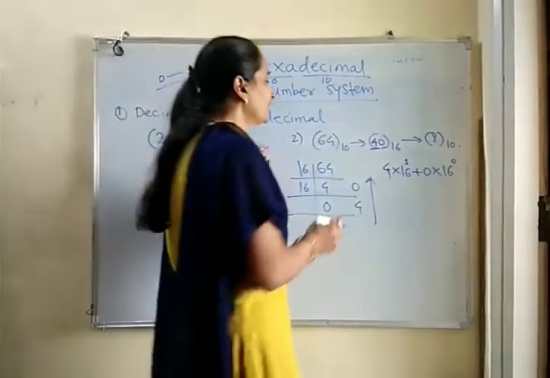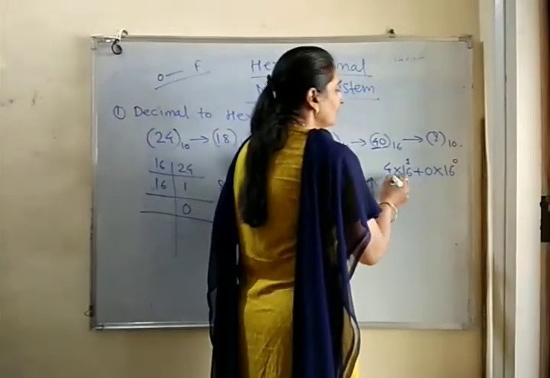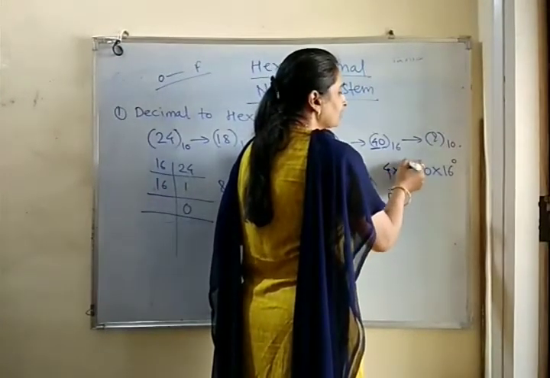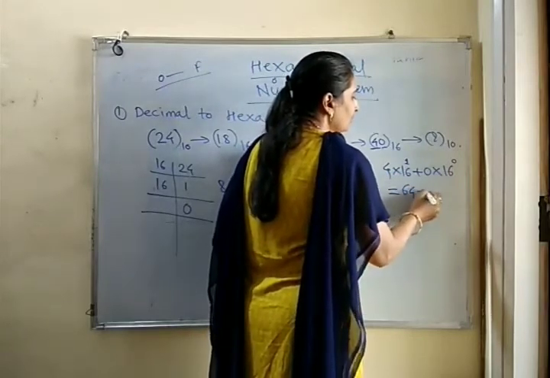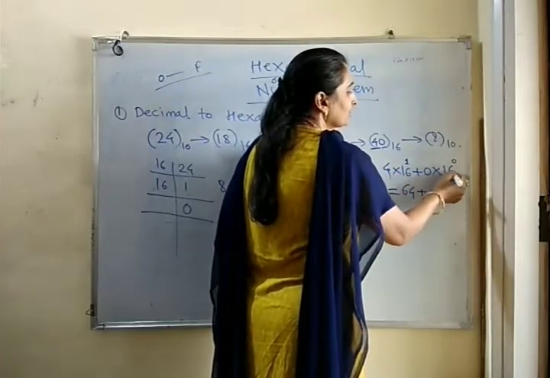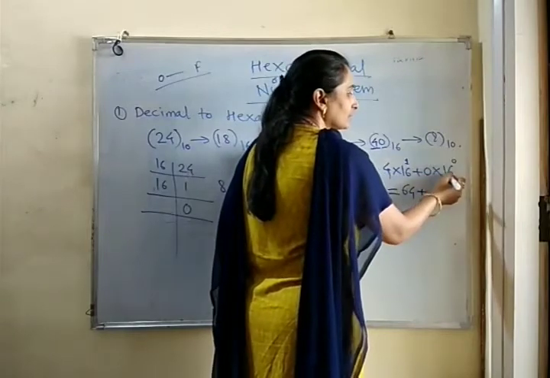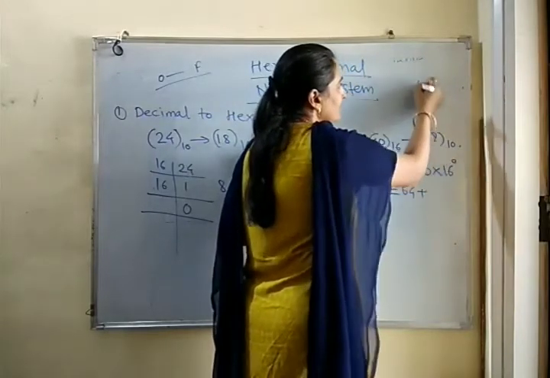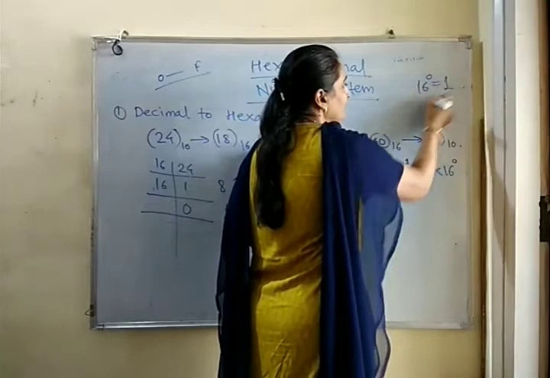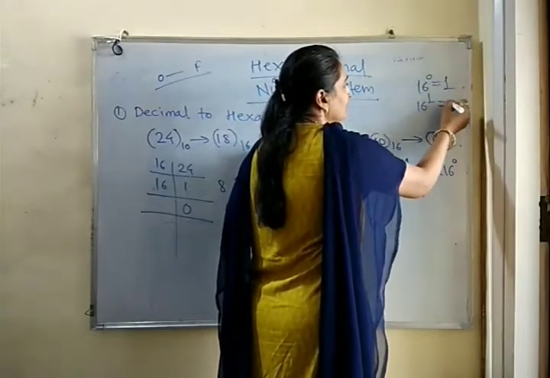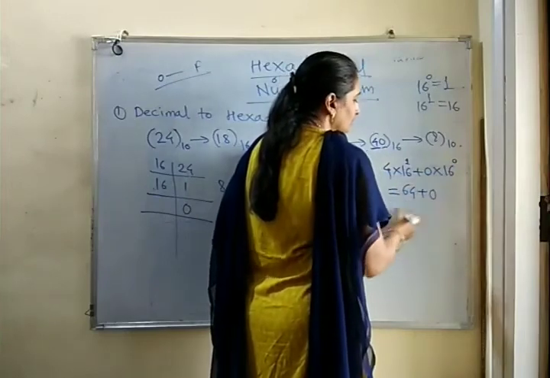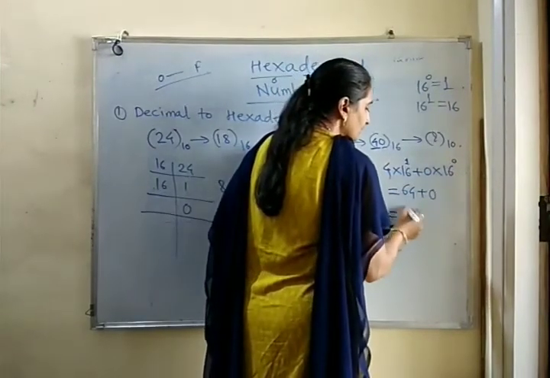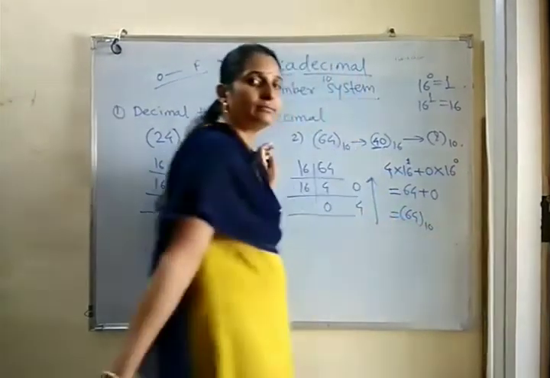Okay, so after this, 4 into 16 raised to the power 1 means 16, so 16 fours are 64, plus 0 into 16 raised to the power 0, which means 1. 16 raised to the power 1 means 16. Okay, so 0 into anything is 0. So this is our 40 in hexadecimal, back to decimal 64.